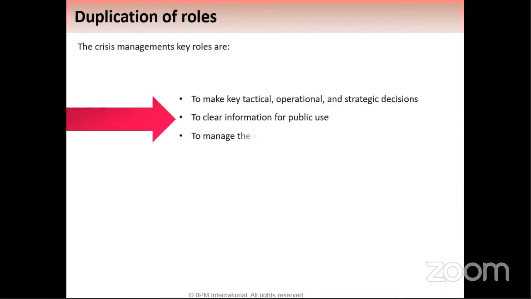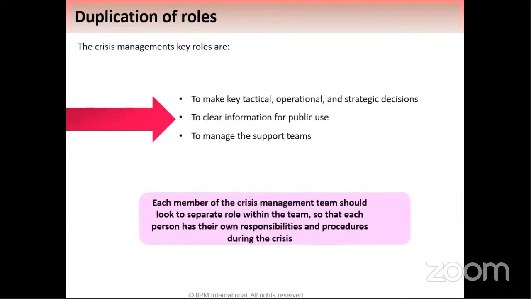Then, crisis management key roles. What are the key roles of the crisis management team? They make key tactical, operational, and strategic decisions.